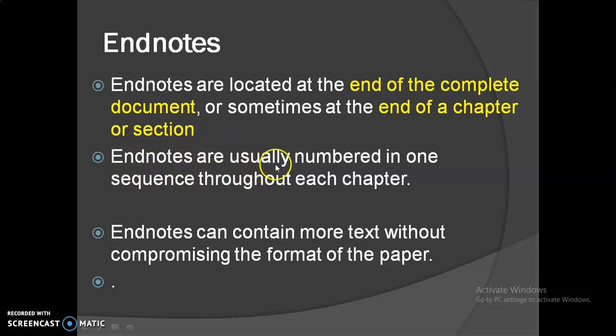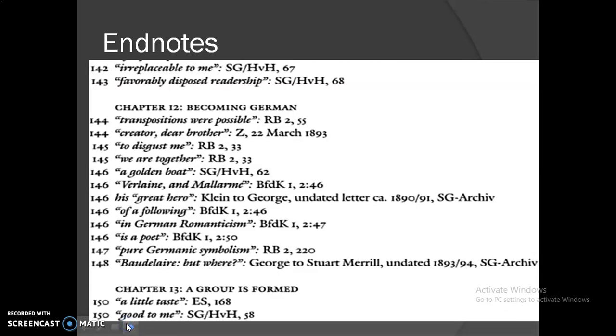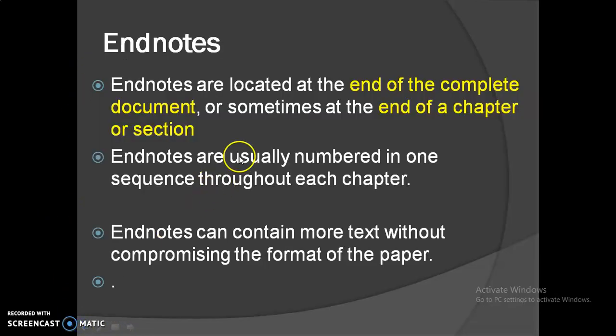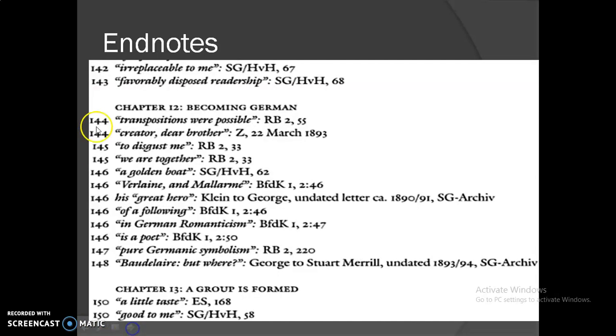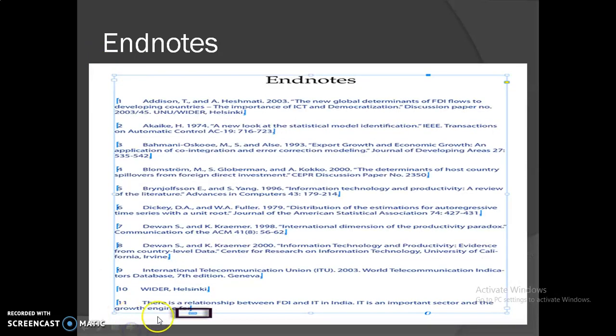Endnotes are usually numbered in one sequence throughout each chapter. Endnotes can contain more text without compromising the format of the paper. This is an example of an endnote. As I said, it is numbered. Endnotes are usually numbered in one sequence throughout each chapter, so 42, 43, 44. It is numbered like this. Also in the example, as I said, it's numbered 1, 2, 3, 4. Endnote.